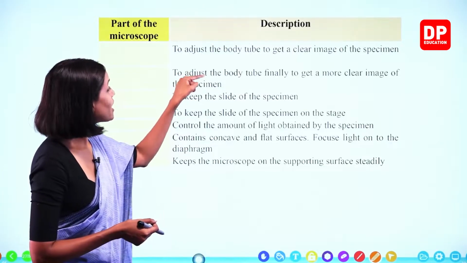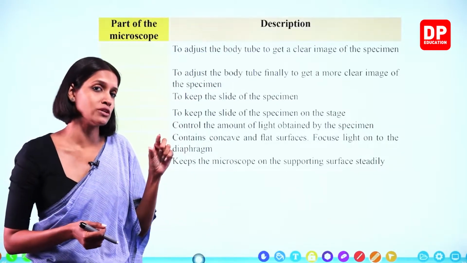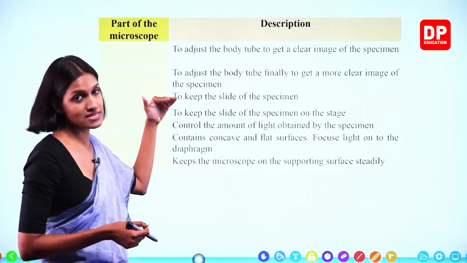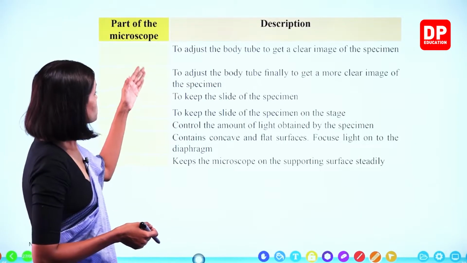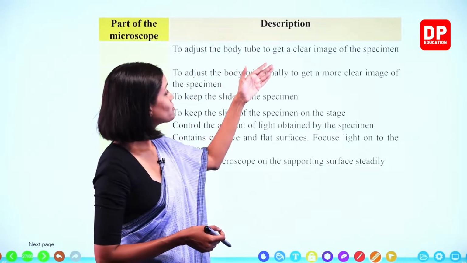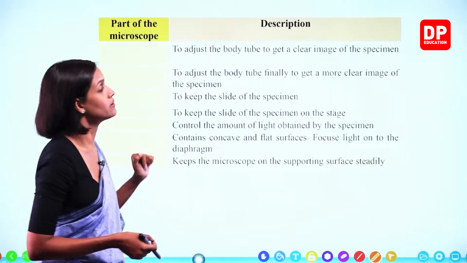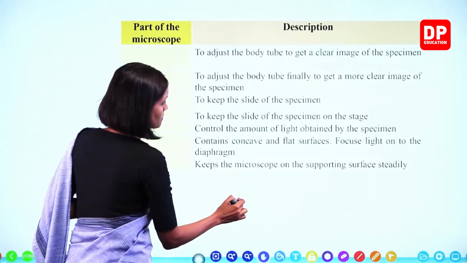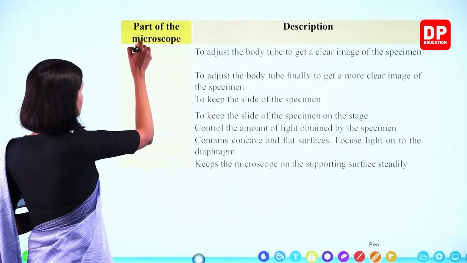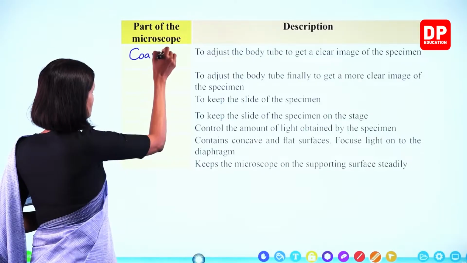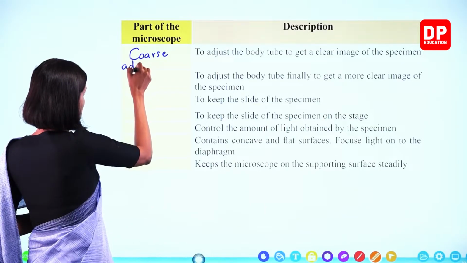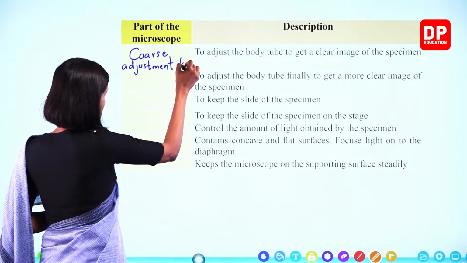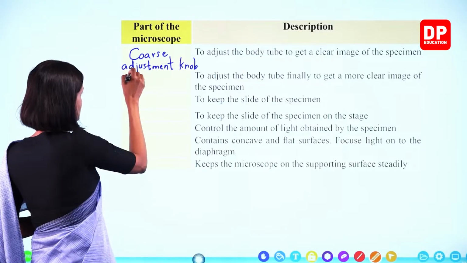To adjust the body tube finely, we use the fine adjustment knob, the smaller knob. You can't see the body tube moving, but it gets adjusted finely, right? So to adjust the body tube finely to get a more clear image of the specimen. So this is the coarse adjustment knob. Coarse adjustment knob. This is the fine adjustment knob.